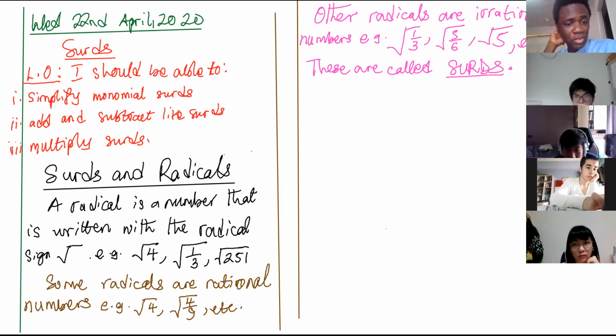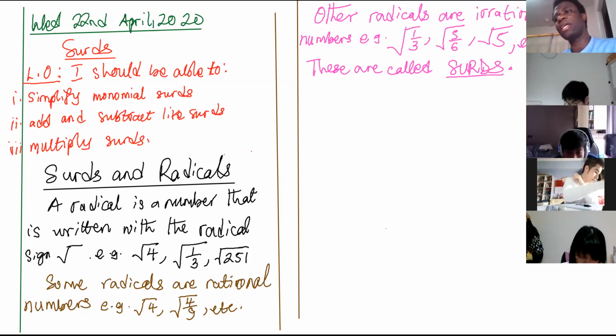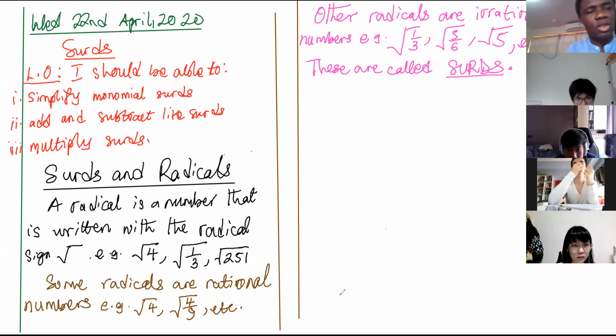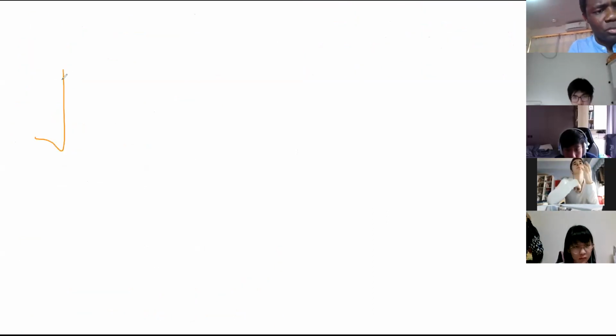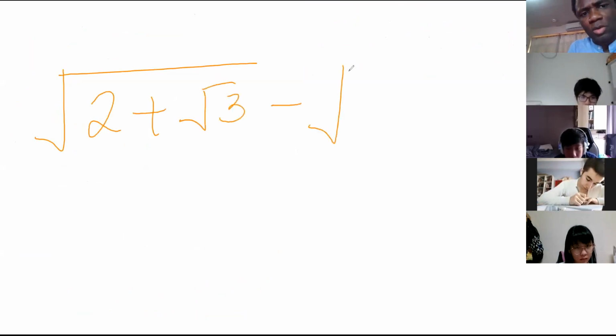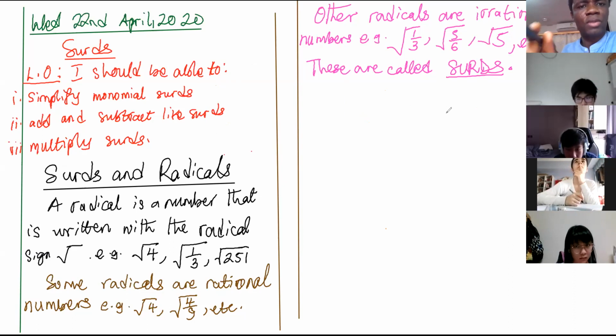So if you have two numbers in surd form, can you add them? Can you multiply? Can you subtract? Can you divide? If not, what can you do? Can you even find the square root of surds? There is a question I will ask you to work on later, either individually or in group. It goes this way: square root of 2 plus root 3 minus the square root of 2 minus root 3. I'm going to ask you to find the value of this number later without using a calculator, of course, showing me all the steps. All right.